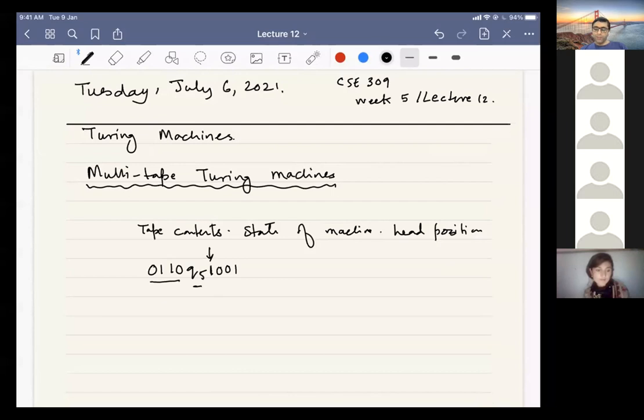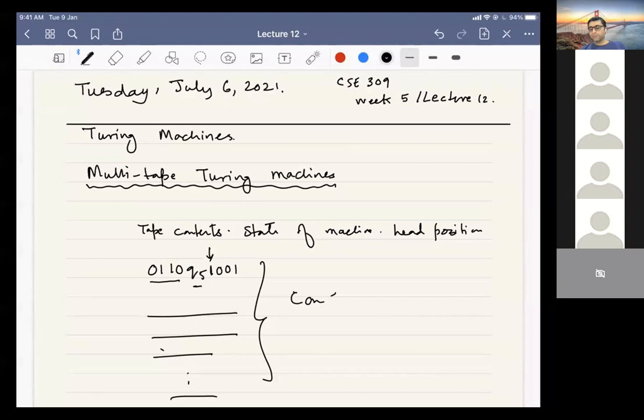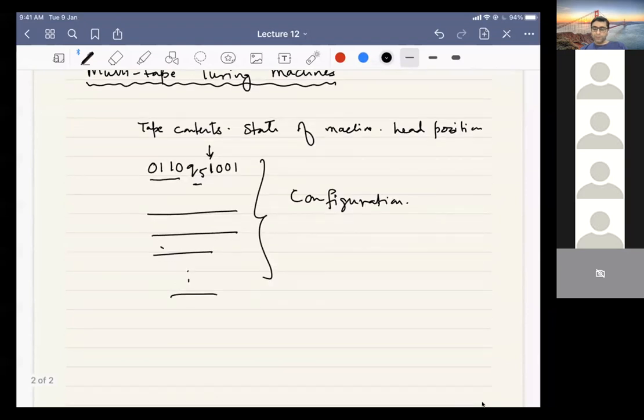In a multi-tape Turing machine, this is for tape one, and we would have similar things for all K tapes. Together, that is called one configuration. When the Turing machine moves to another configuration, you have to make all the appropriate changes. So that's the difference between a multi-tape and a single-tape Turing machine.